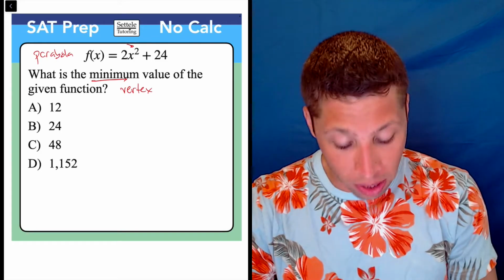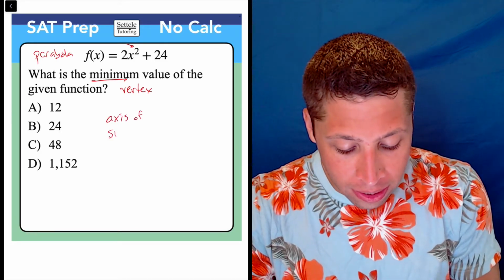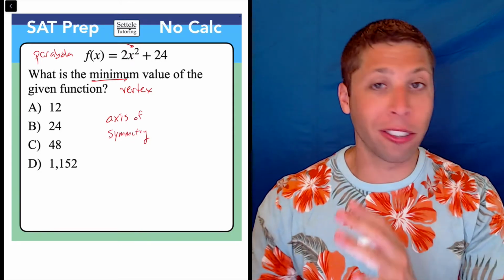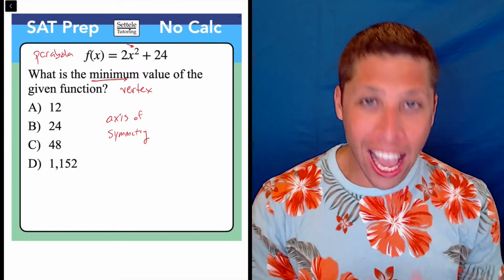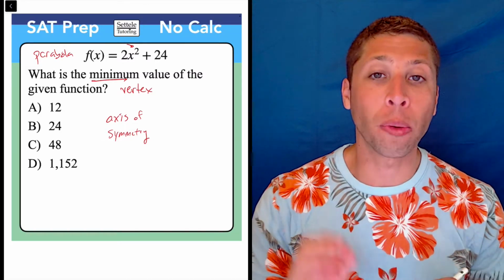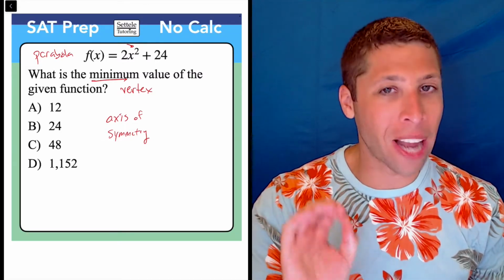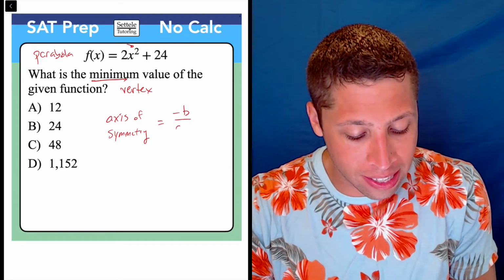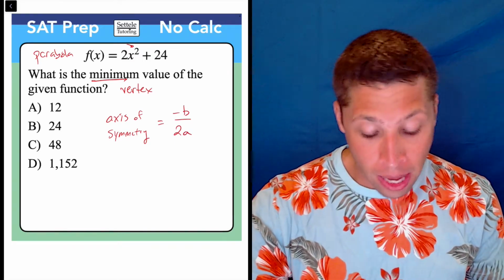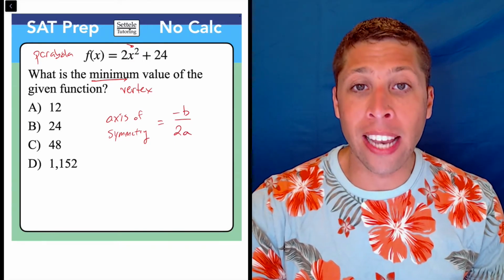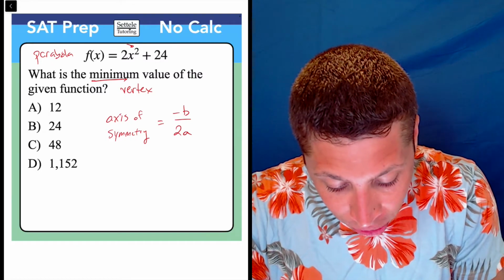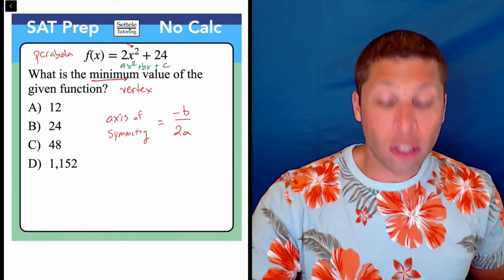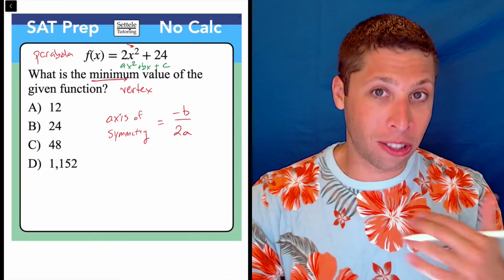There are lots of ways to get this in math, but I think the most reliable is to use the axis of symmetry formula. This is a way of taking a standard form quadratic and finding the x coordinate of the vertex. So this will give us part of the minimum, but it won't actually give us the answer to this question quite yet. What we need to know is that the formula is negative b over 2a, and every quadratic can be written in the form ax squared plus bx plus c. So we're going to get our a and b from this standard form of the equation.